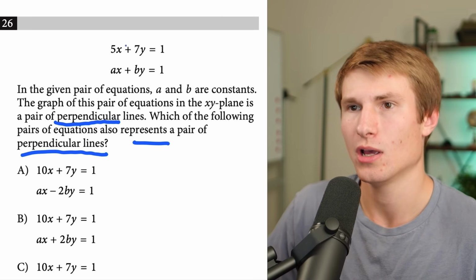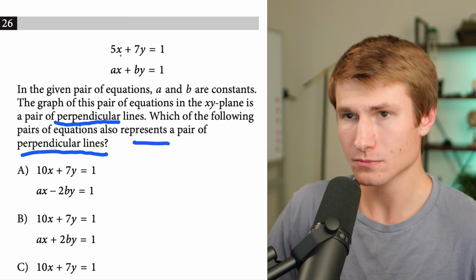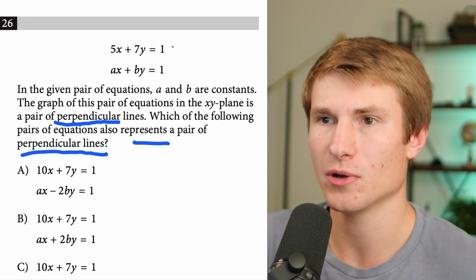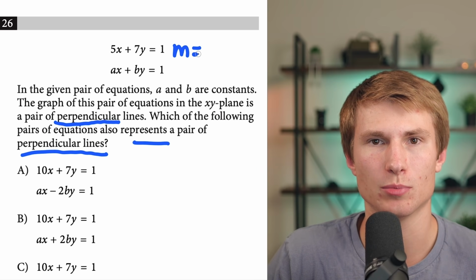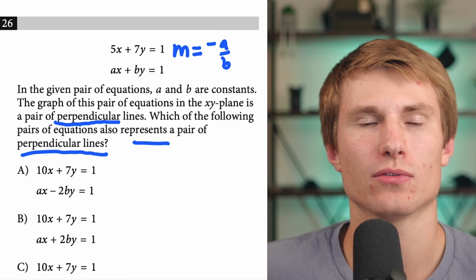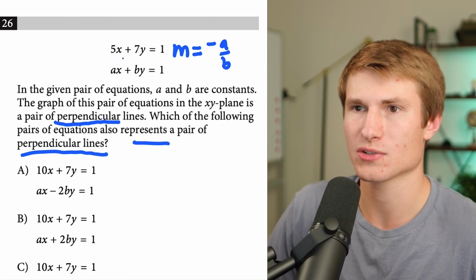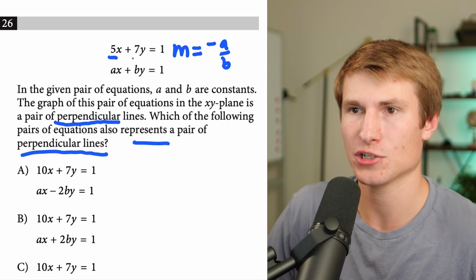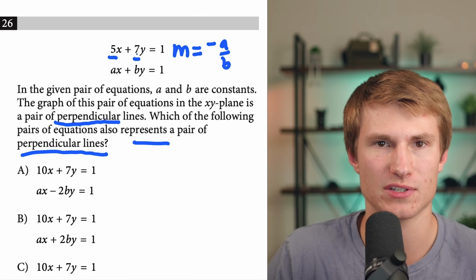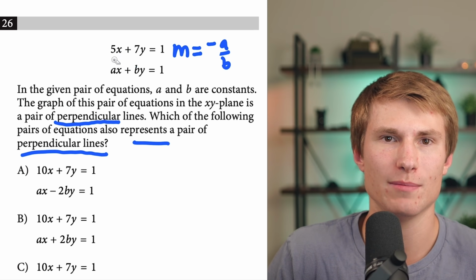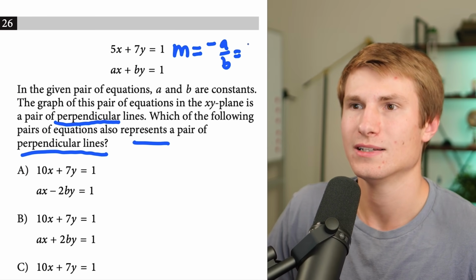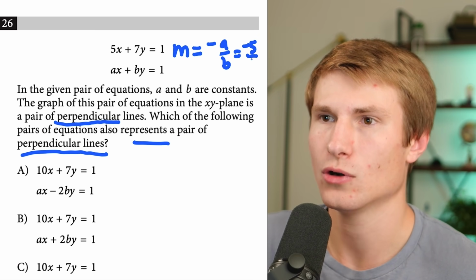So for example, if we look at our equations that we are given, we have 5x plus 7y equals 1, ax plus by equals 1. Now, the slope of this first one, I'm going to call m our slope. So m is going to equal negative a over b. Now, the form negative a over b works when you have a coefficient in front of x plus a coefficient in front of y equal to some constant, which we have in both of these equations, so we can use it. Okay, so that means that our slope is going to equal negative 5 over 7.